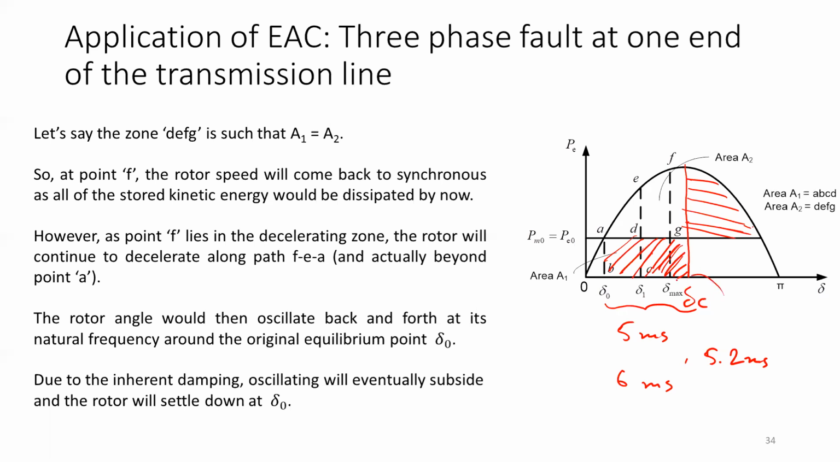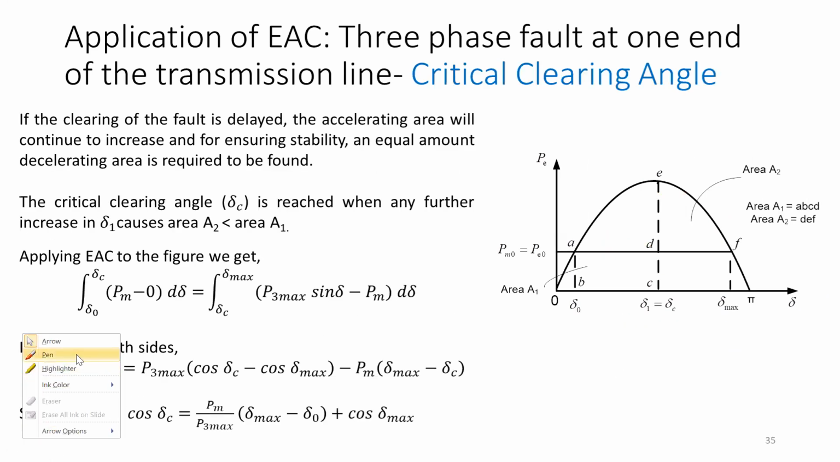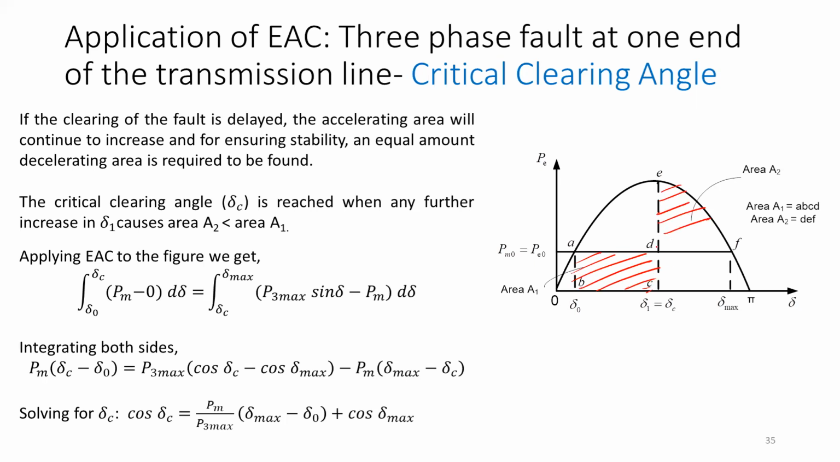So now my target will be to find this delta C, that is the critical clearing angle, just as in the previous example, the analysis that we had before. Let's say this is your accelerating area, and let's assume this accelerating area is equal to your decelerating area. So we apply EAC. You can understand all these things. I'm not going to explain these equations. These are very, very simple equations. So you integrate, both the areas are equal. You do the integration. You get this expression.